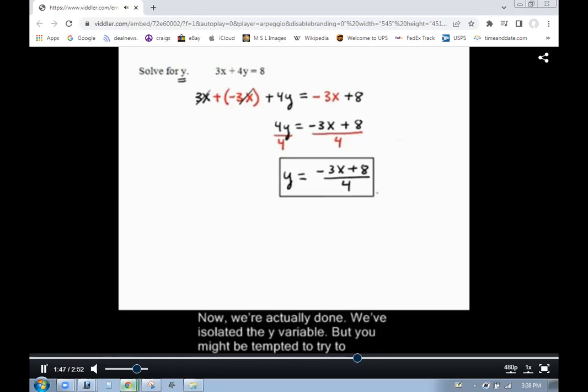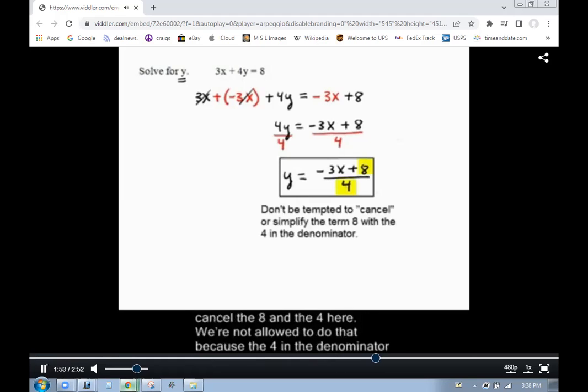Now we're actually done. We've isolated the y variable, but you might be tempted to try to cancel the 8 and the 4 here. We're not allowed to do that because the 4 in the denominator is actually dividing into both terms in the numerator. We can't just strike through the 8 and the 4 because the 4 is also dividing into the term negative 3x.